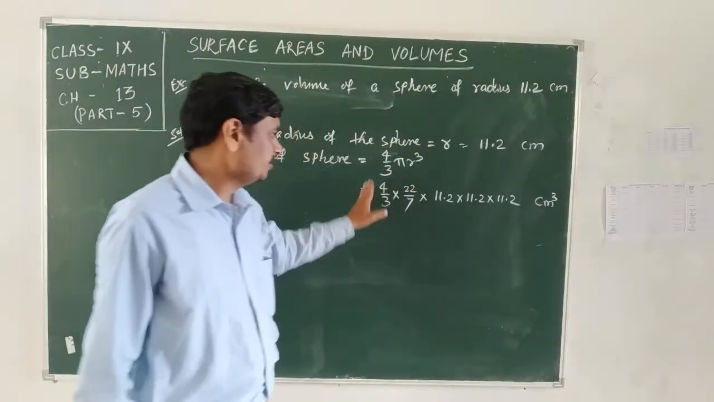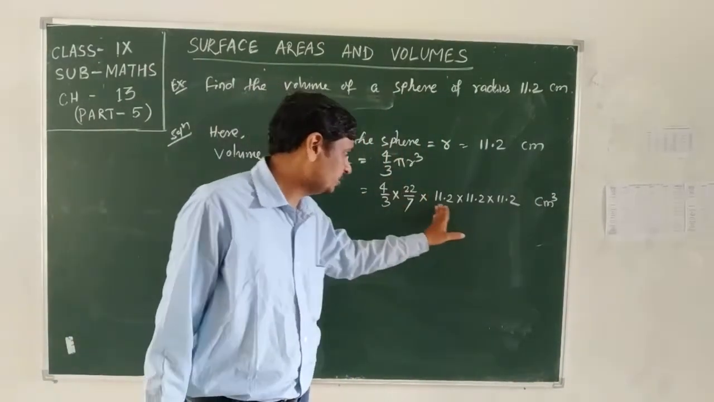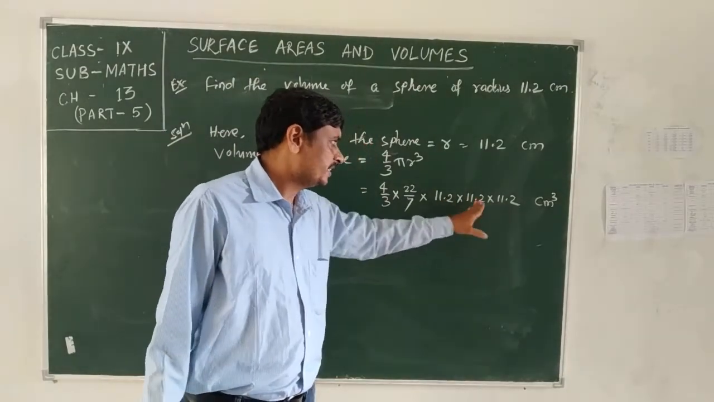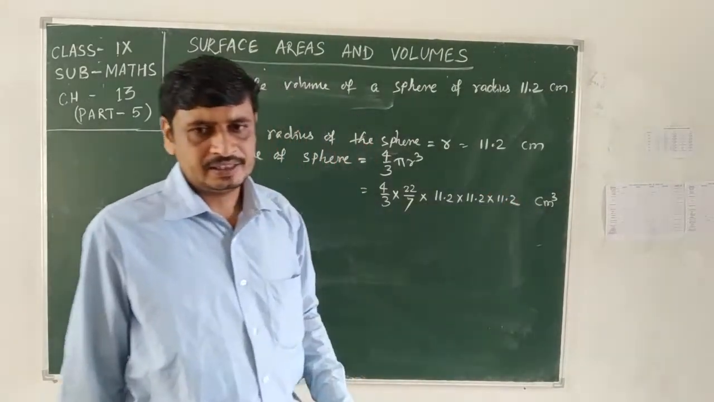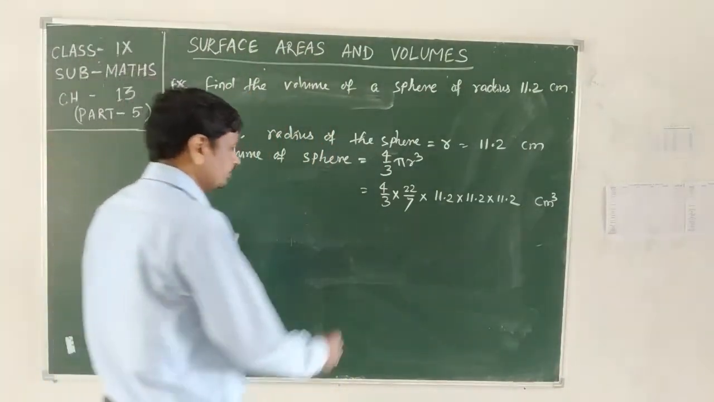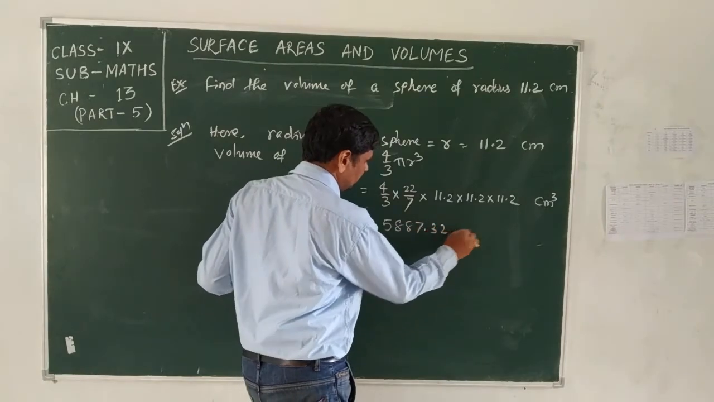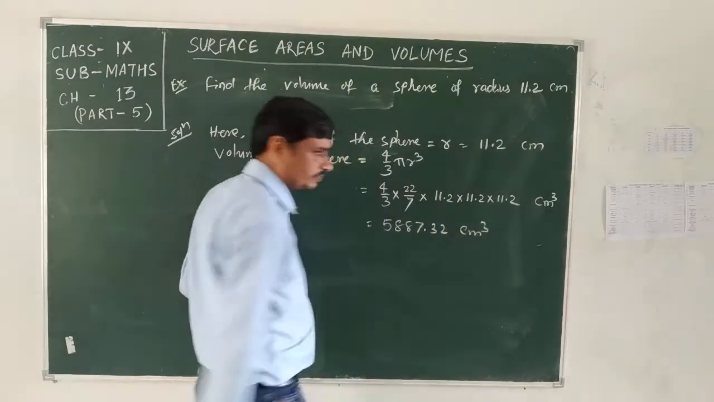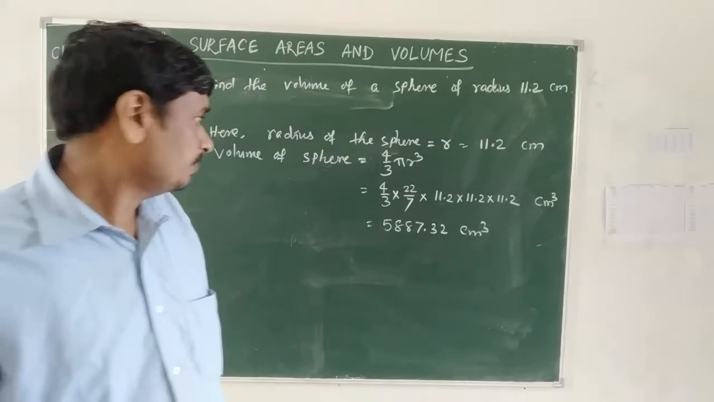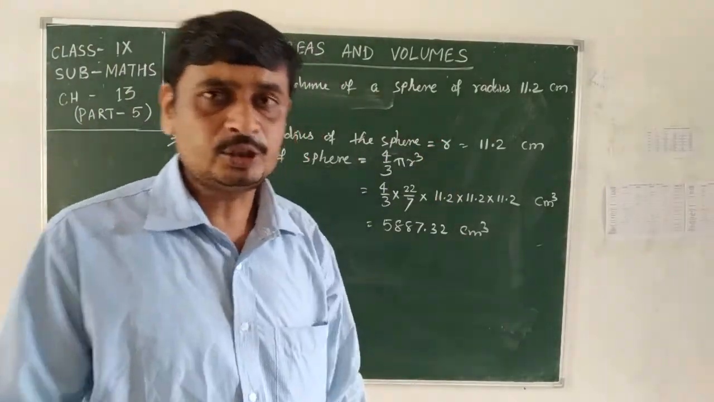The volume is 4 by 3 into 22 by 7, that is value of pi, into r cube, radius into radius into radius. It becomes equal to 5887.32 cm cube. It is the volume of the given sphere having radius 11.2 cm.